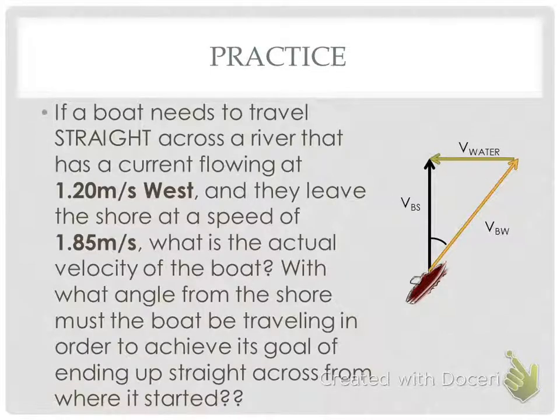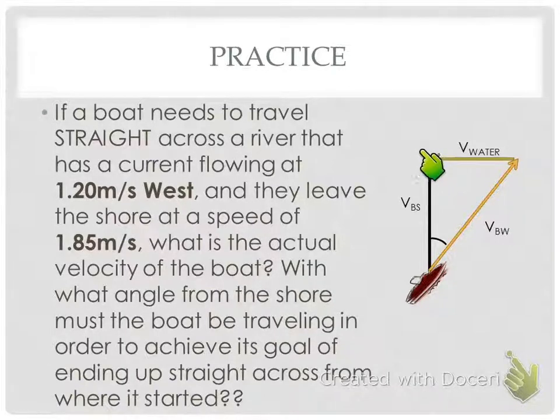So this says a boat needs to travel straight across the river that has a current flowing 1.2 meters per second west. They leave the shore at a speed of 1.85 meters per second. What's the actual velocity of the boat? With what angle from the shore must the boat be traveling in order to achieve its goal of ending up straight across from where it started? Okay, so this boat's overall goal, here's this little boat on the shore.